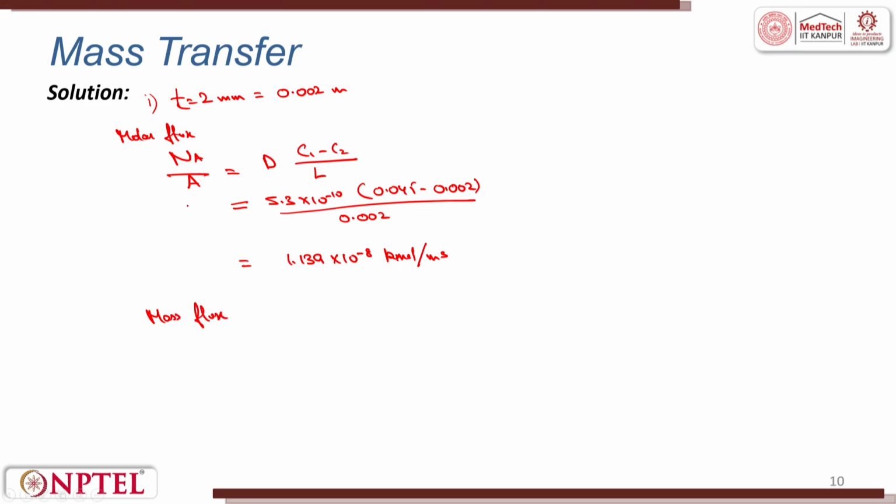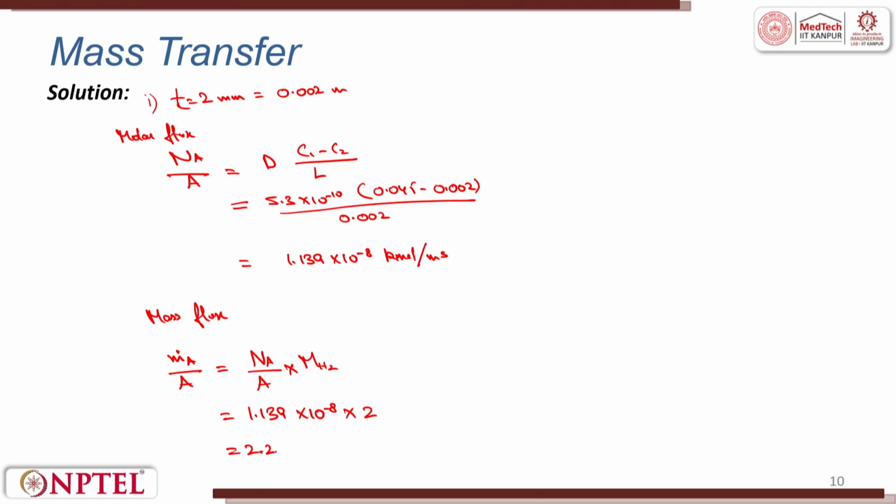We have got N_A by A. Mass flux is the flow of the mass, which is m dot A by A. This is equal to molar flux into the mass, that is N_A by A into the molar mass. The element here given is hydrogen. So, this is equal to the calculated value, that is 1.139 into 10 raised to the power minus 8 into hydrogen, 2 molecules, per molecule mass is 1 into 2.